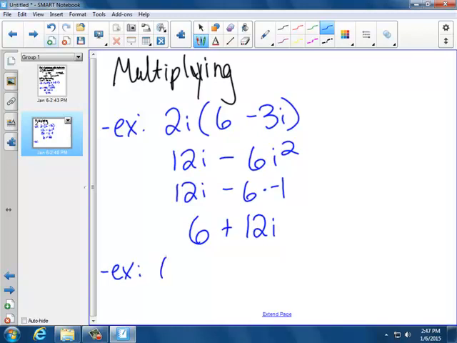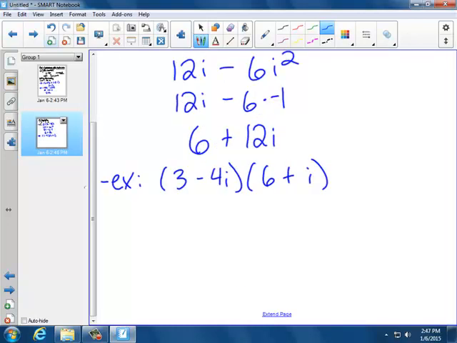Okay, how about 3 minus 4i times 6 plus i. So multiplying two complex numbers. As you could probably guess, we're going to have to FOIL. So first, 3 times 6, 18. Outer, 3i. Inner, minus 24i. And last, minus 4i squared.